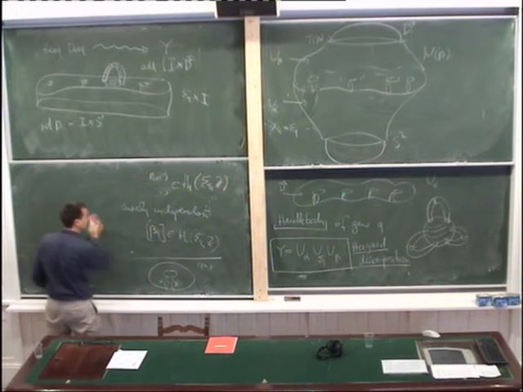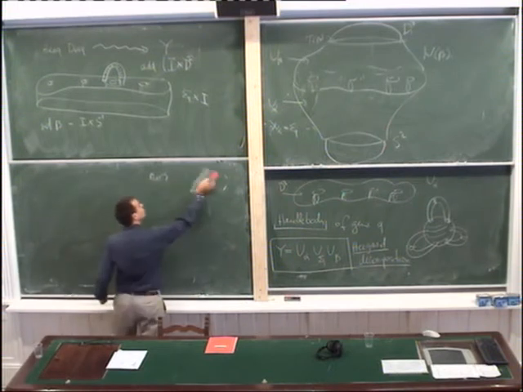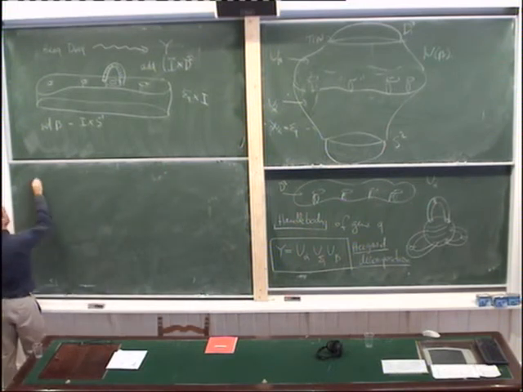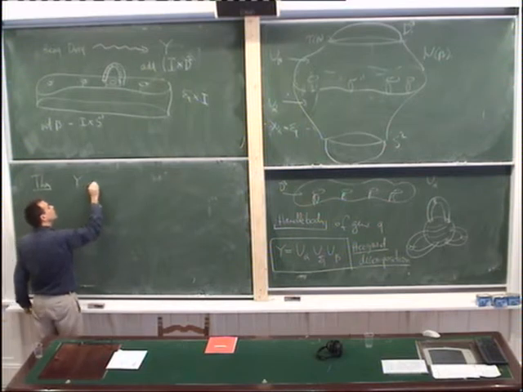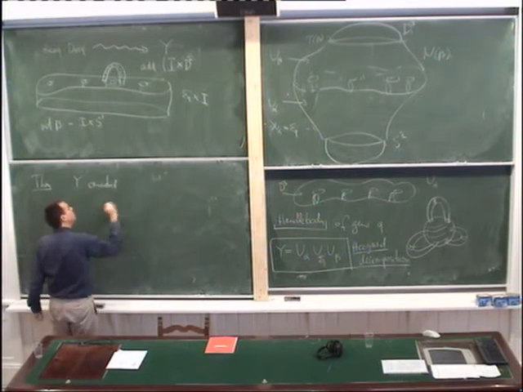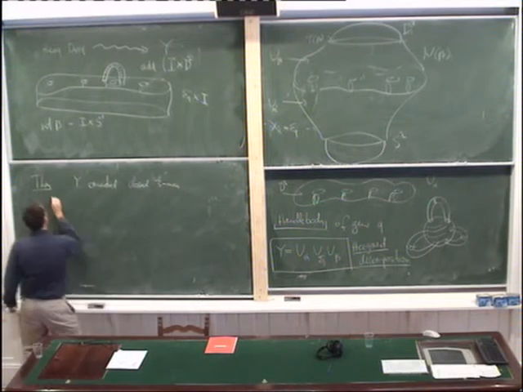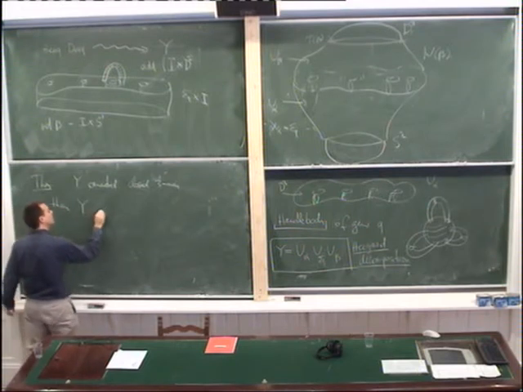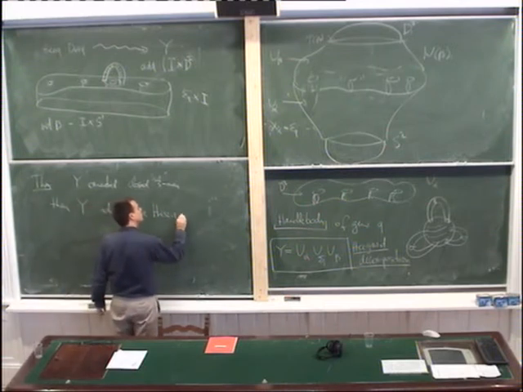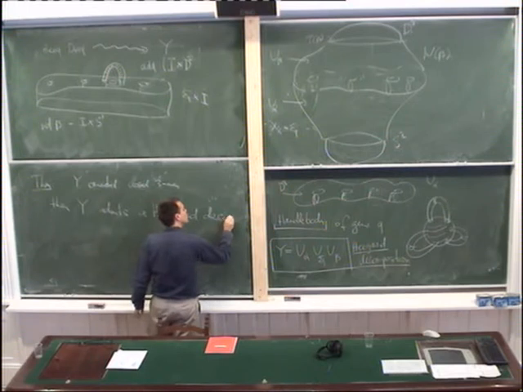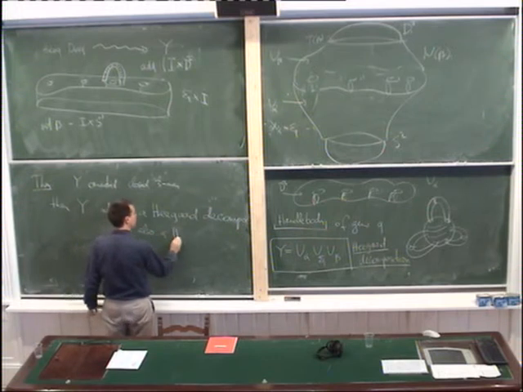And surprisingly, this seems a rather elementary construction. It's true that every three-manifold can be decomposed this way. If Y is an oriented, closed three-manifold, then Y admits a Heegaard decomposition and also a Heegaard diagram.